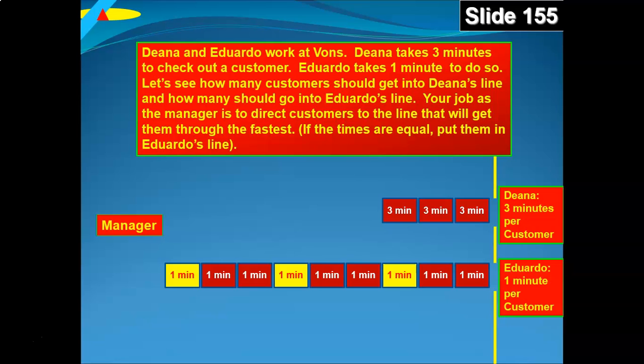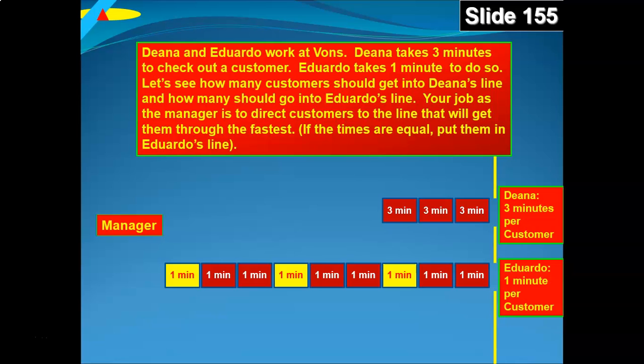It's what's called an inverse relationship. It's reversed. Dina's 3 times as long for time. Eduardo's got 3 times as many customers. If it had been 4 minutes for Dina and 1 minute for Eduardo, then you would have ended up with 4 times as many customers in Eduardo's line than in Dina's line.